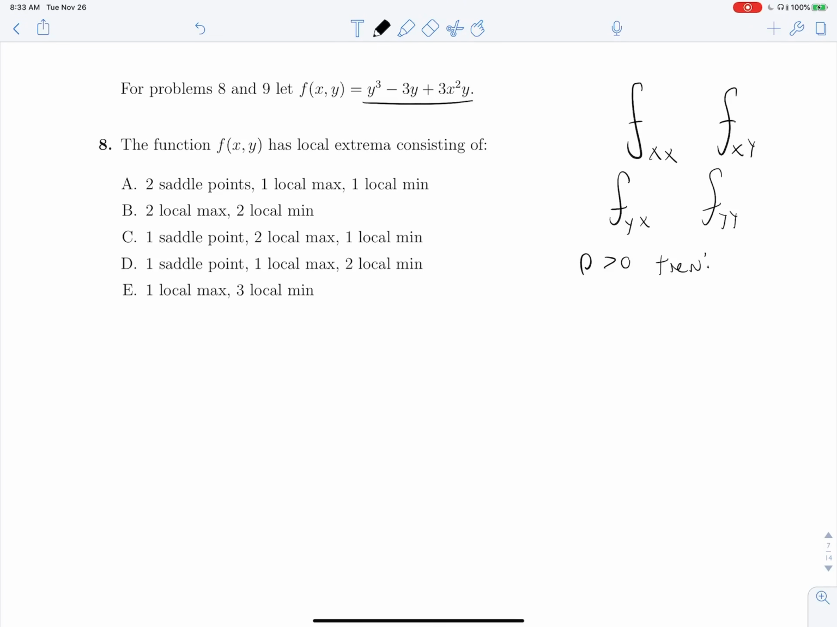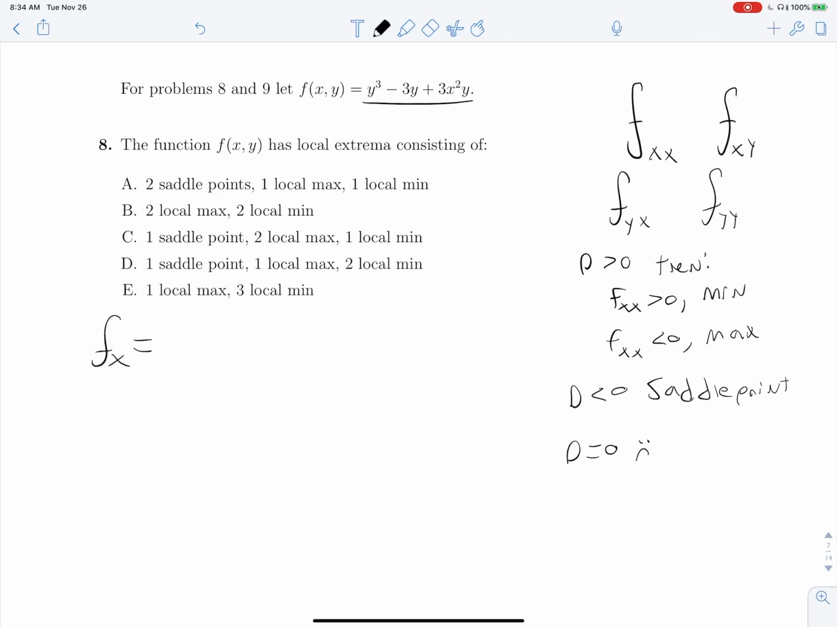then we have two choices. If fxx is greater than 0, we have a min. If fxx is less than 0, we have a max. And if the discriminant is less than 0, we have a saddle point. And of course, if the discriminant is equal to 0, we don't know anything at all. Okay, so let's find fx, fy, and all of our other second order partial derivatives.